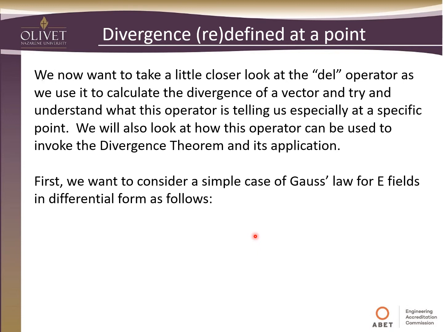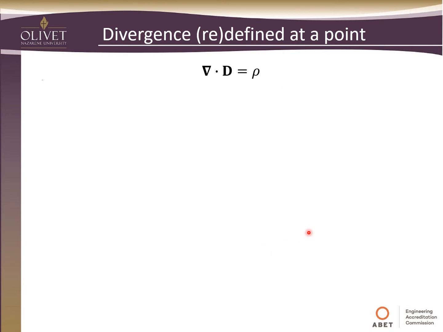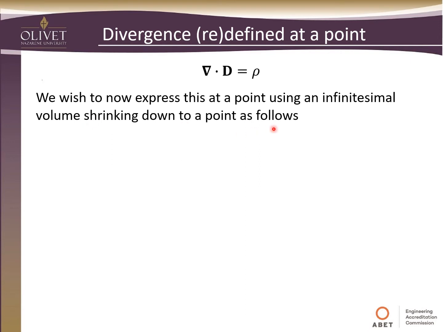So first, we want to consider a simple case of Gauss's law for electric fields in differential form. Of course, we've already defined this, and this just says the divergence of the displacement vector should be equal to the amount of charge related to that at a point. So again, we wish to now express this at a point using an infinitesimal volume shrinking down to this point as follows. So we'll take both sides and multiply them by this differential volume. And again, we want to shrink that down.